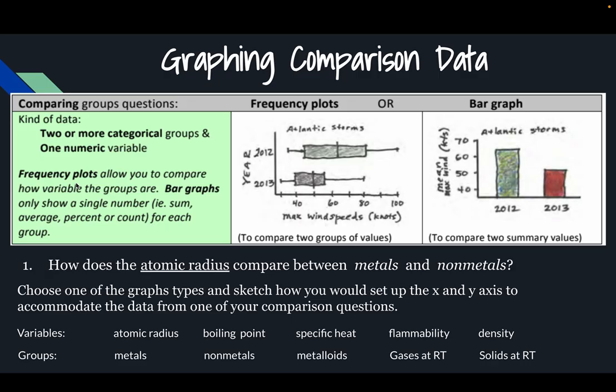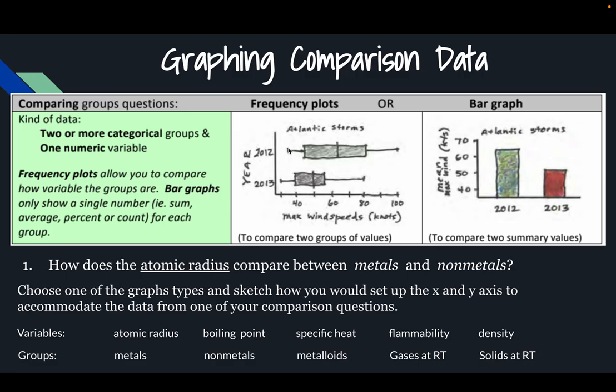For graphing comparison data, you can do multiple frequency plots. So you would still have your x-axis with your variable on it, and then you would put your groups over here. So this would be, for my example question, how does the atomic radius compare between metals and nonmetals? I'd have my atomic radius here on the x-axis, and then I'd have metals and nonmetals, and I'd have a little box and whisker for both of them. So you could compare the 2 groups in terms of their atomic radii.